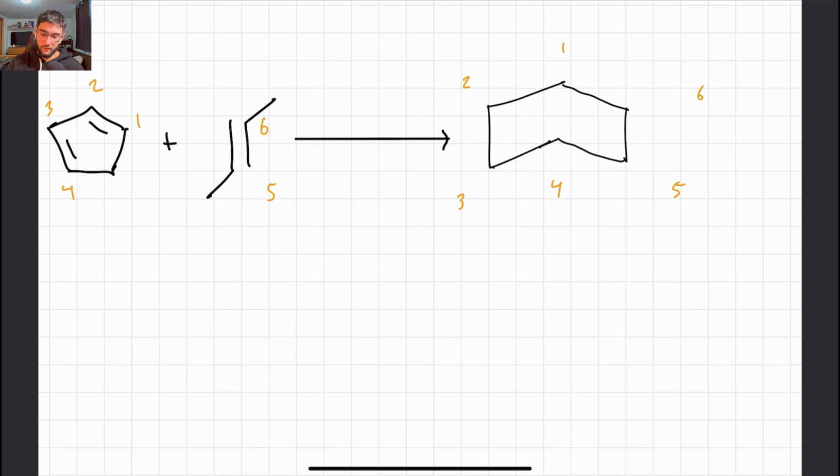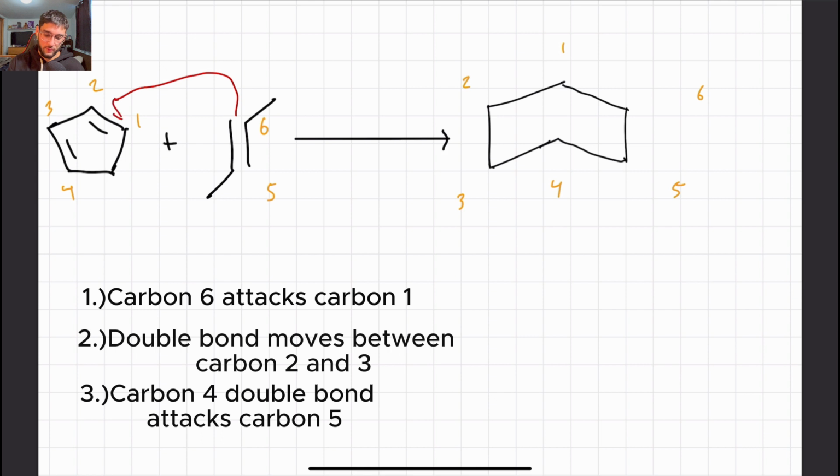So again, like we always start, these are the 3 important steps. Carbon 6 attacking carbon 1. This double bond moving over between carbon 2 and 3, and then this double bond from carbon 4 attacking carbon 5. So if we see what happens, 6 attacked 1. That's why these two are connected. This double bond moved between carbons 2 and 3, so we can go in and draw our double bond between carbons 2 and 3. And then a double bond from carbon 4 attacked carbon 5, which is why they're connected.